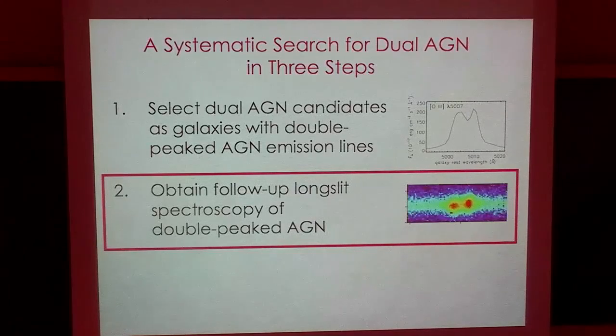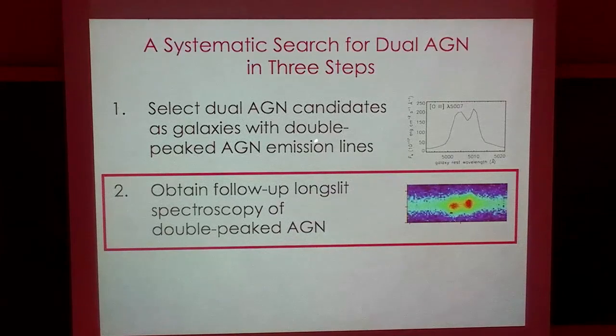So the benefit of Sloan is that it's huge. The drawback is that it uses a fiber-fed spectrograph. Whereas with Deep 2, we had all these nice long-slit spectra that gave us 2D spectra where we could see the spatial extent of the emission, we don't have that with Sloan. Everything is just combined into this 3-arc-second fiber. So we don't know the spatial extent of the emission in the galaxy to help us weed out what's going on that's producing the double peaks.